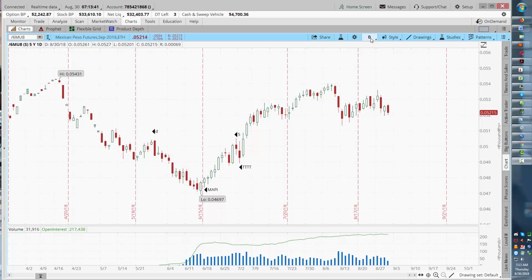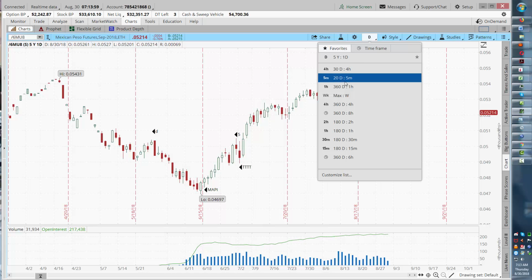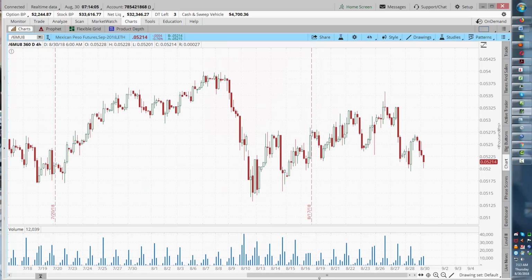The initial stage one is on the daily chart. We can't find stage one unless we have a daily chart. What's important here is finding the end of stage two, and you'll see why. Okay, let's go to, here we go.